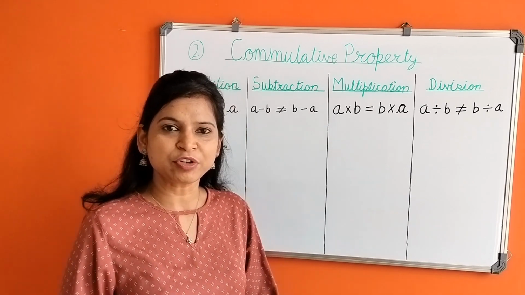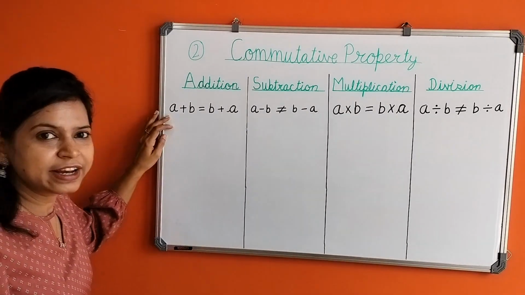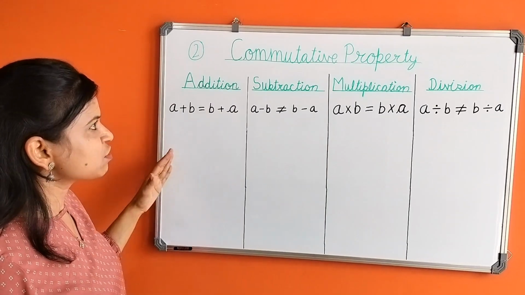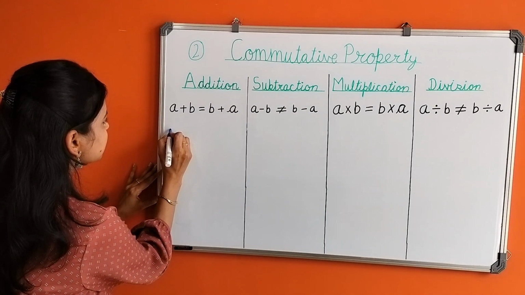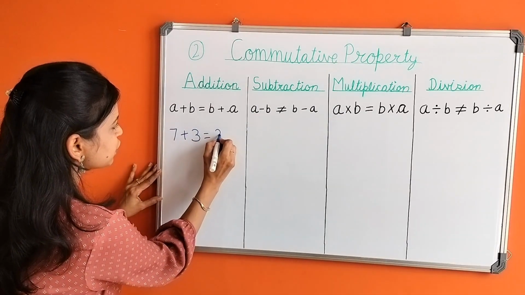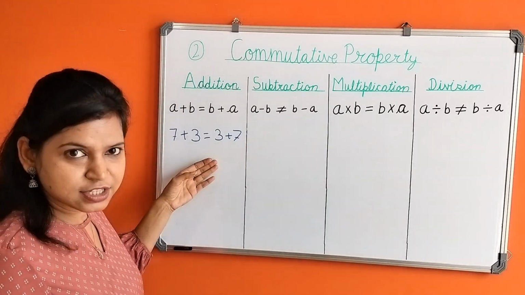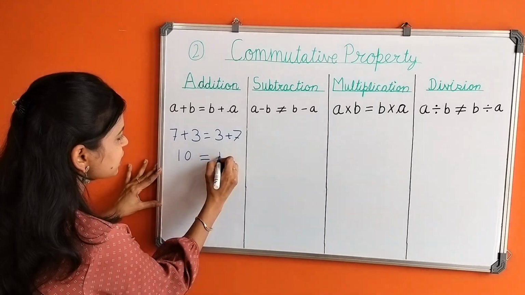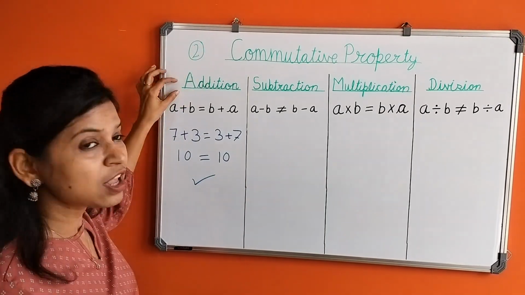The next property is the commutative property. In addition, when a plus b is equal to b plus a, then it is called the commutative property. So for example, 7 plus 3 is equal to 3 plus 7. Is this true? 7 plus 3 is 10. 3 plus 7 is 10. So yes, this is true. So the commutative property is true for addition.